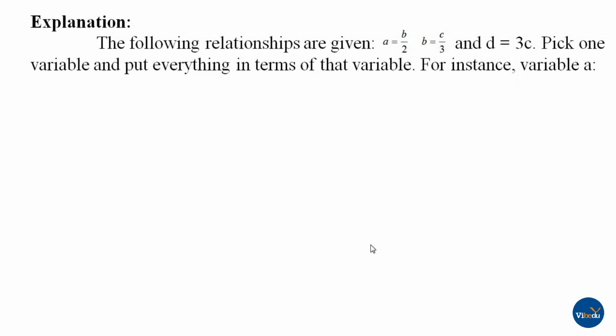The explanation: the relationships given are a equals b by 2, half of b, so a equals b by 2, b equals c by 3, and d equals 3 times c. Pick one variable and put everything in terms of that variable, so in terms of a. So b equals 2 times a, then c equals 3 times b. Here we know b is already given as 2a, so 3 into 2a equals 6a. Then d equals 3 times c, so c is 6a, and 3 into 6a is 18a.